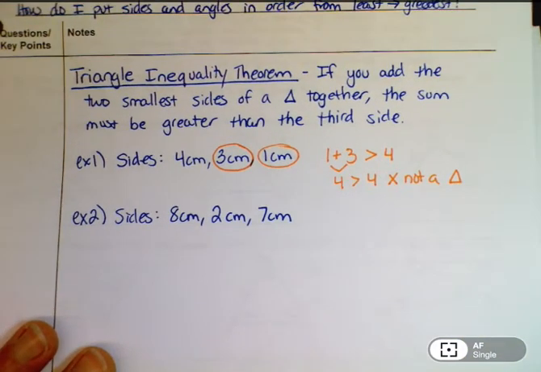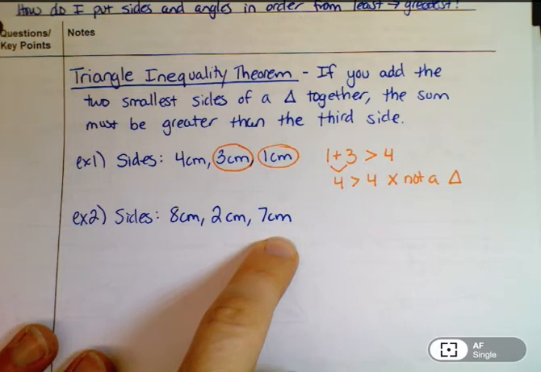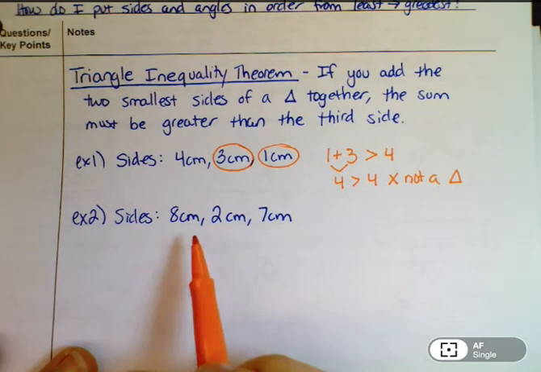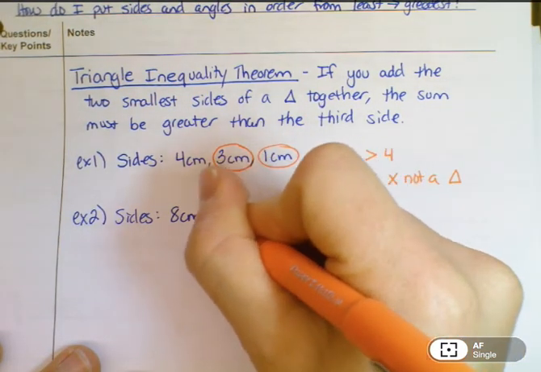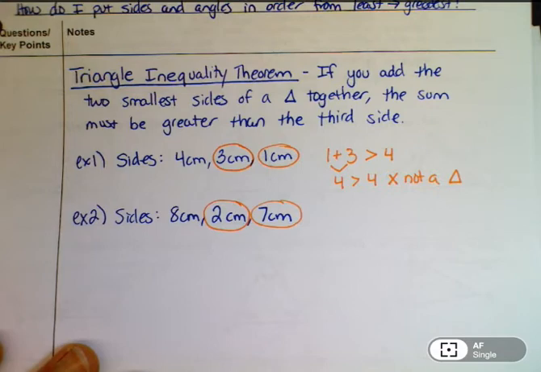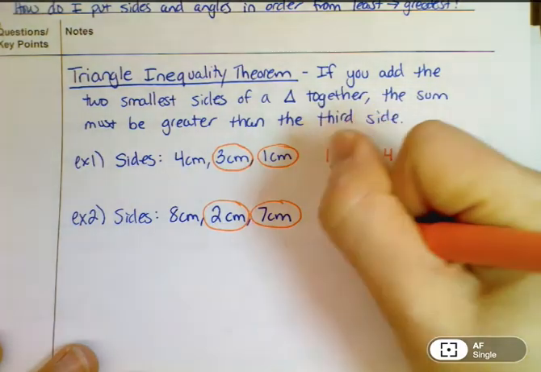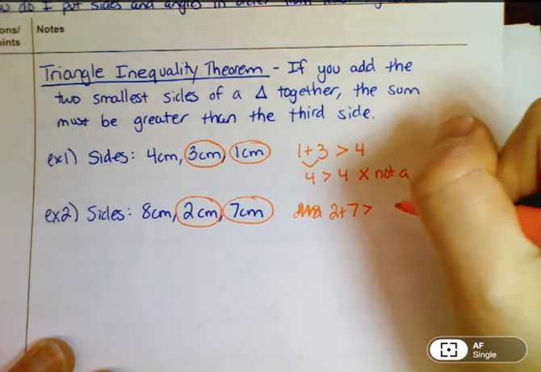So go ahead and write that one down. And then I want to know if I had, this says centimeters, but if I had 8 toothpicks on one side, 2 toothpicks on one side, and 7 on the other, would I be able to form it into a triangle? And it turns out with this one, it is possible. So let's think about why. I want you to circle the 2 smallest sides here. So that's those 2. And then we're going to write our inequality. We're going to add those together. 2 plus 7. And that must be greater than our third side, which is 8.